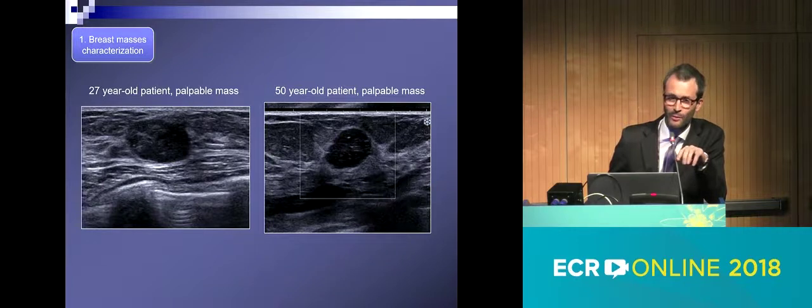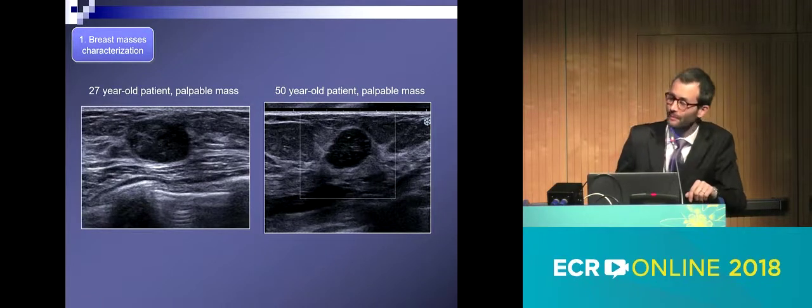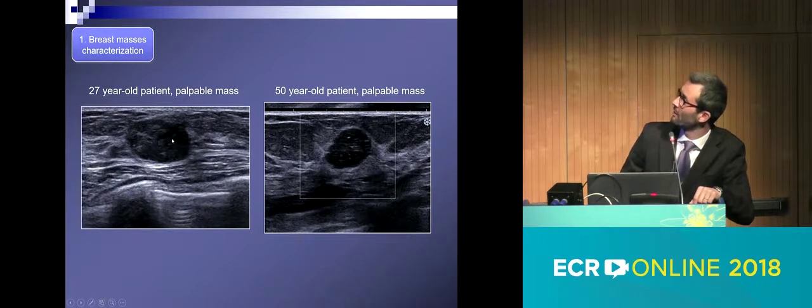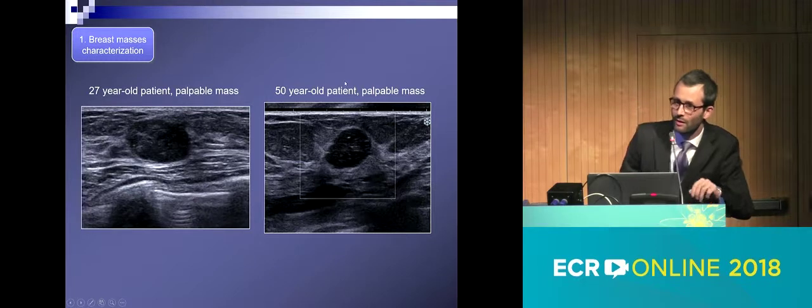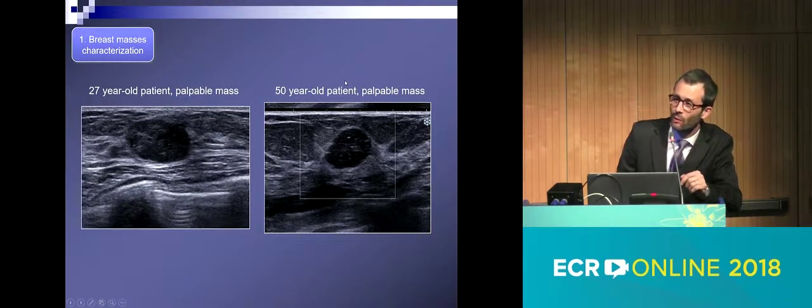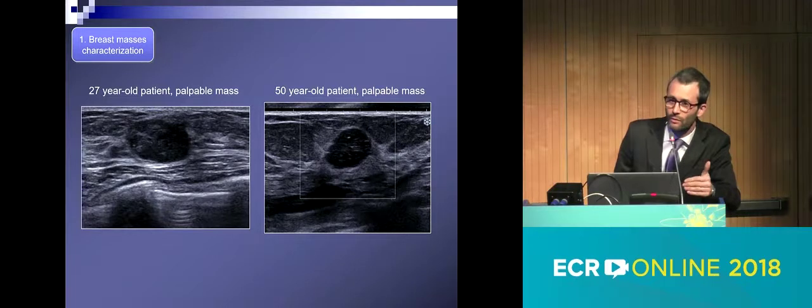Usually, when maybe we're too many for a vote, but maybe I'll just give you 2 seconds to make up your mind. Do you think the cancer is here? Do you think the cancer is here? Honestly, it's very difficult on morphological criteria to decide which one is a cancer. So maybe we can add shear-wave elastography to make our decision.